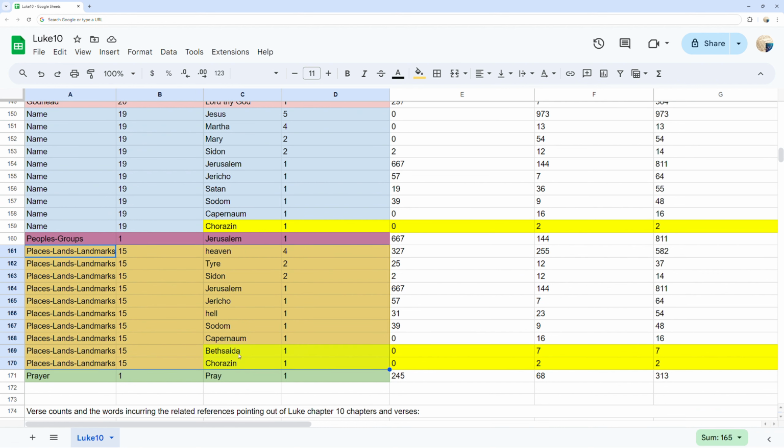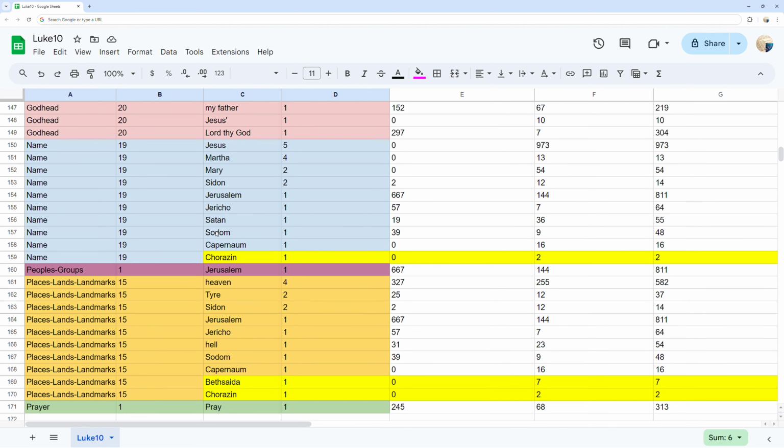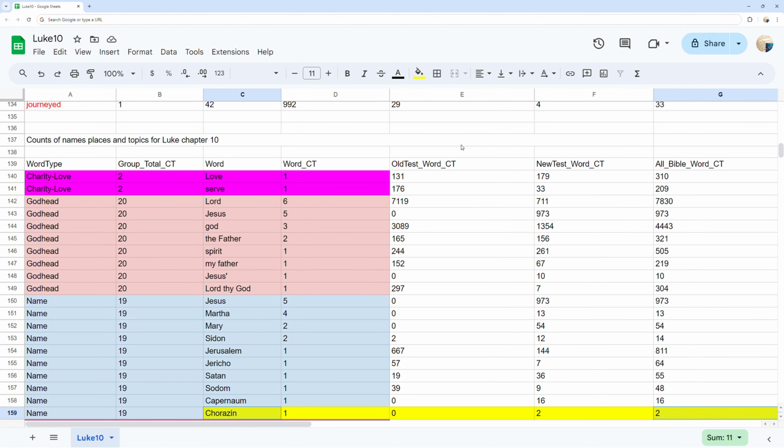You can see one row in purple for the topic of peoples groups, as well as one row for the topic of teach. There is also 2 rows for the topic of charity in pink. You can see 3 rows highlighted in yellow having only 2 to 7 usages in the whole Bible. You can see the total counts for all the listed topics in the New Testament, Old Testament, and both combined out to the right.